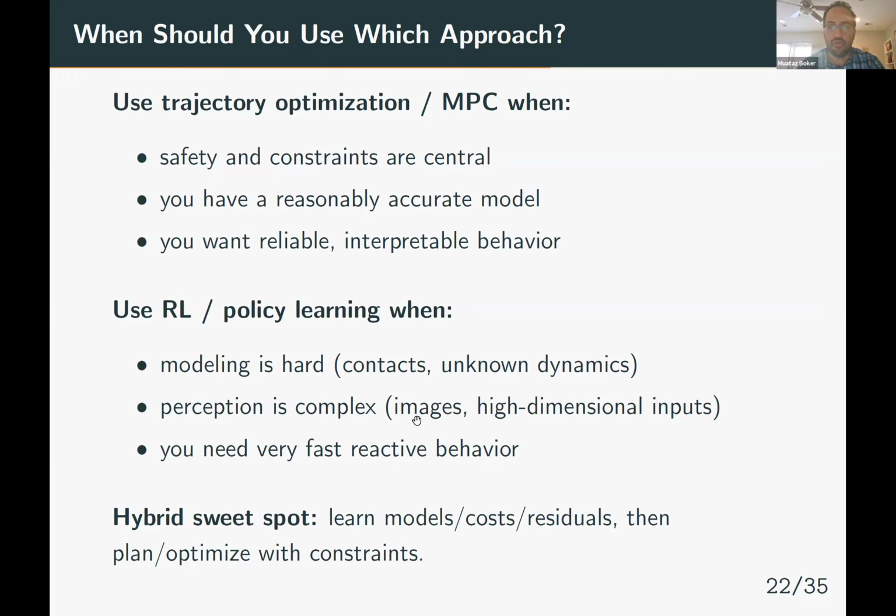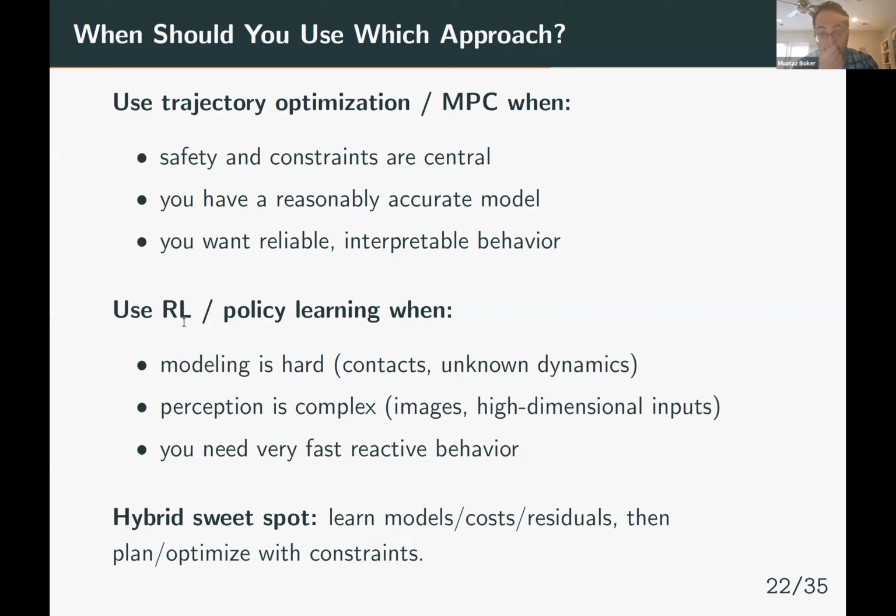Again, when the system evolves in an environment that has images, vision, high-dimensional inputs, then reinforcement learning can be a more suitable option. And when you need very fast reactive behavior that is not computationally hungry, then maybe reinforcement learning also can be a good choice.